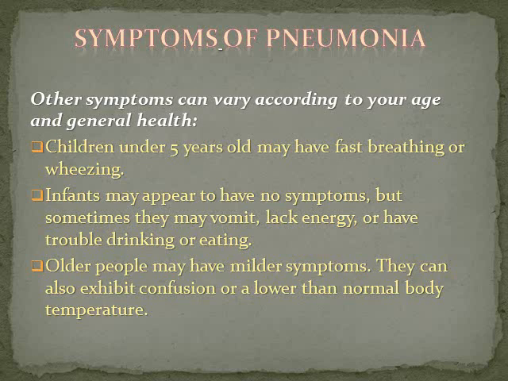Other symptoms can vary according to your age and general health. Children under 5 years old may have fast breathing or wheezing. Infants may appear to have no symptoms, but sometimes they may vomit, lack energy, or have trouble drinking or eating. Older people may have mild symptoms. They can also exhibit confusion.